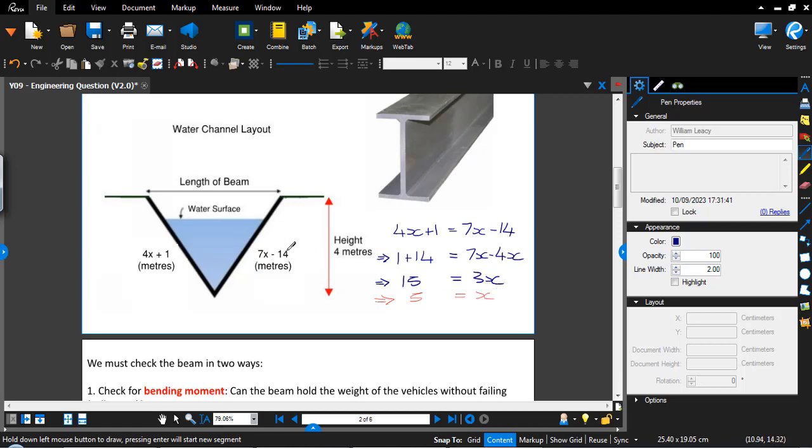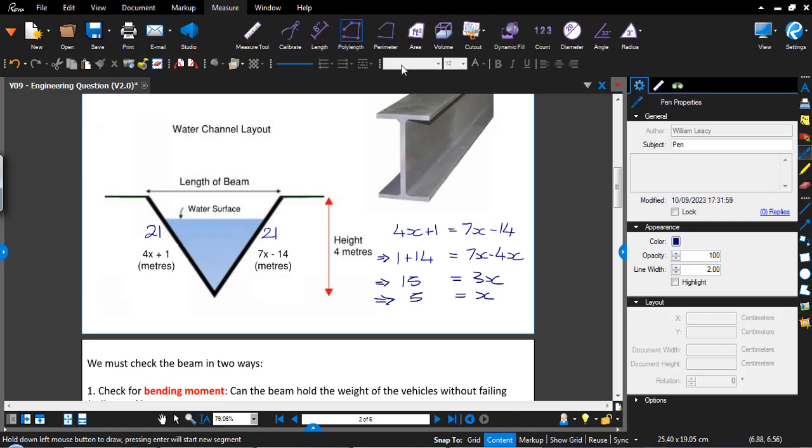So with that information, we just fill this in. So 4x, that's 4 times 5 plus 1. We know that this is 21, so obviously this should be the same. 35 minus 14 is 21. Cool. So now we have a triangle, and we have dimensions.